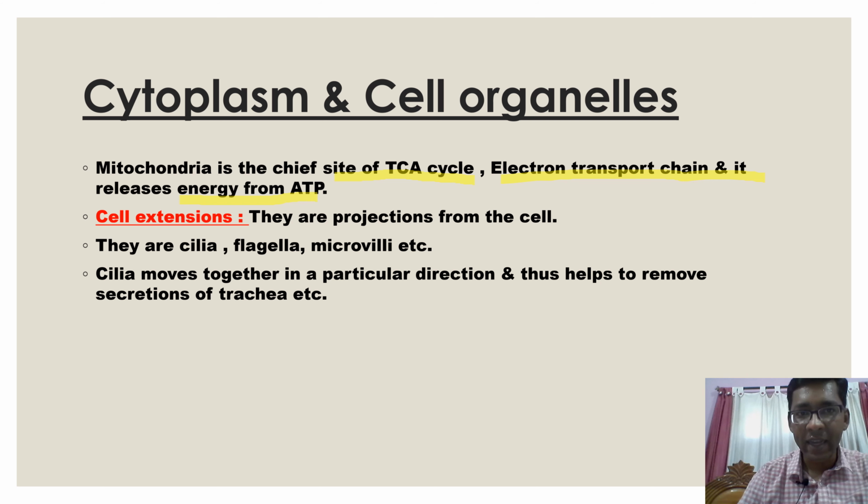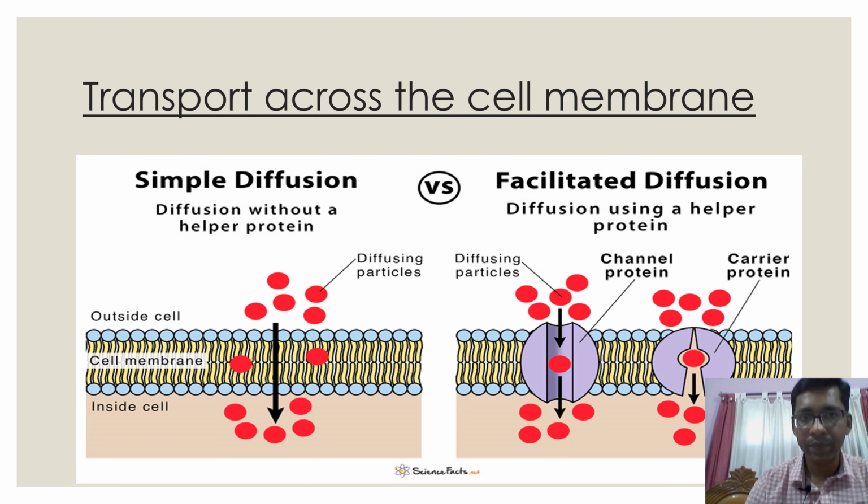Now the cell extensions, they are projections from the cell. So they are cilia, flagella and microvilli. Cilia move together in a particular direction and thus help to remove secretions of the trachea. Trachea means the air pipe. The secretions are removed by cilia.